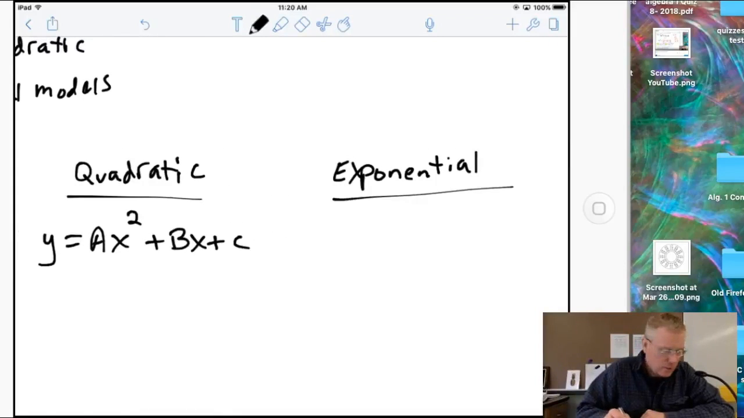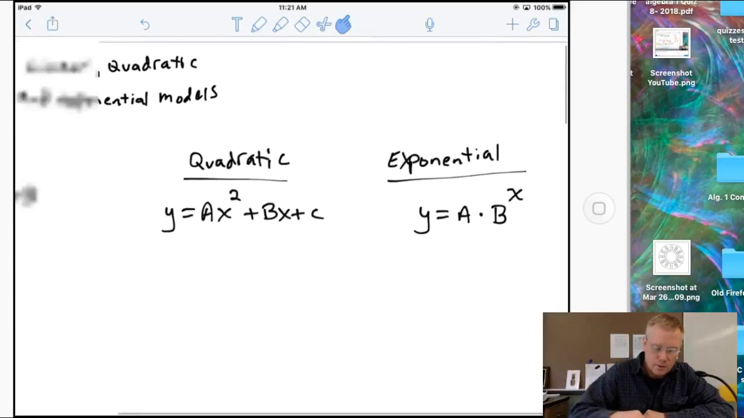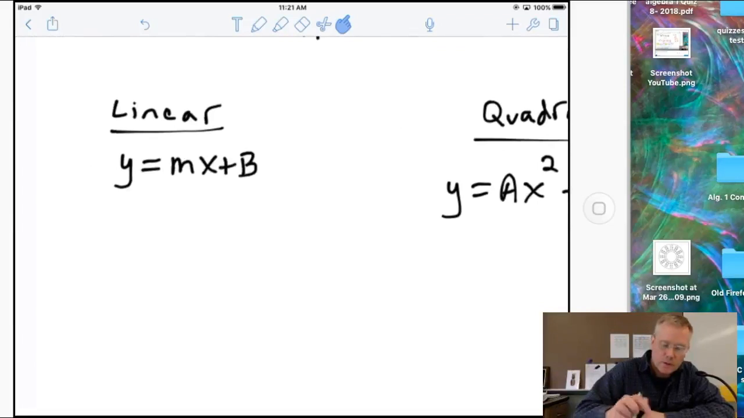The last one is an exponential one, which means the variable's in the exponent. We covered some of this, where y equals a times b to the x. All right, y equals 3 times 2 to the x power or something like that. Now, what each one of these looks like on a graph is going to be important in this section.